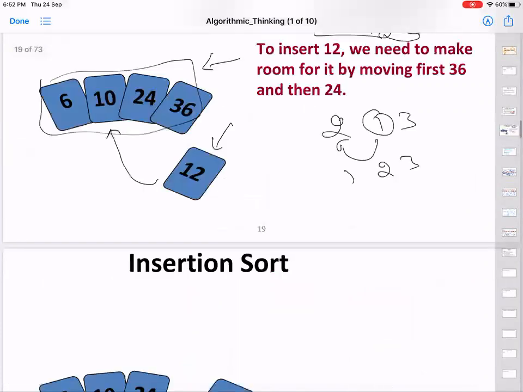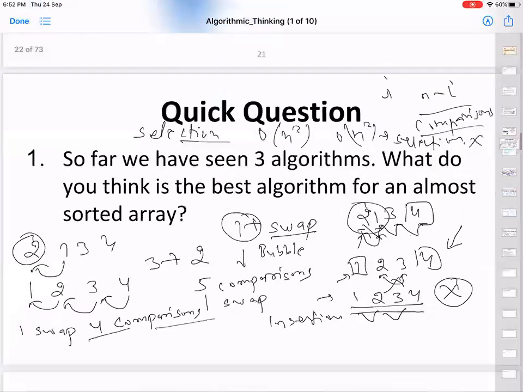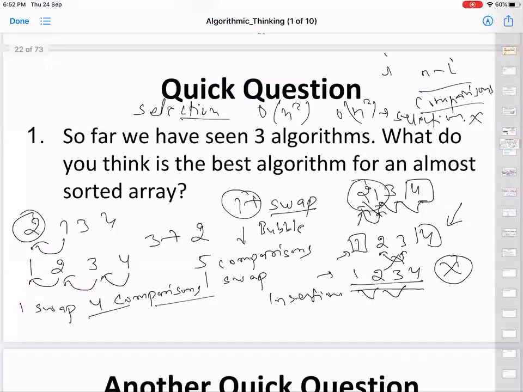Then we discussed insertion sort. I also showed you that if you have a nearly sorted array, then insertion sort would be the best possible sorting algorithm that you have.